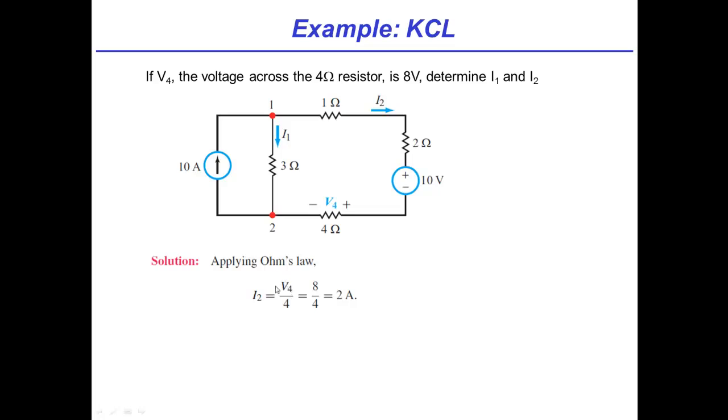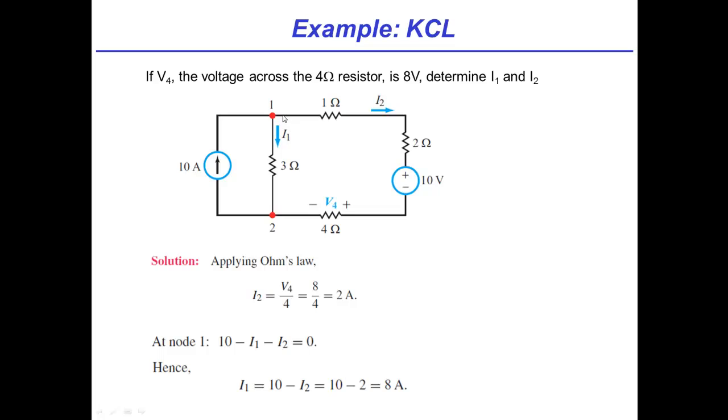So because we were given V4, the current I2 must equal 8, which we were told is V4, divided by 4, which is the resistance, gives me 2 amps. So I know that I2 better be 2 amps, because that would have to hold. Now remember, how did I solve for that? It's because I was told what the voltage on the resistor was. Okay, so given that, now we're going to apply KCL.